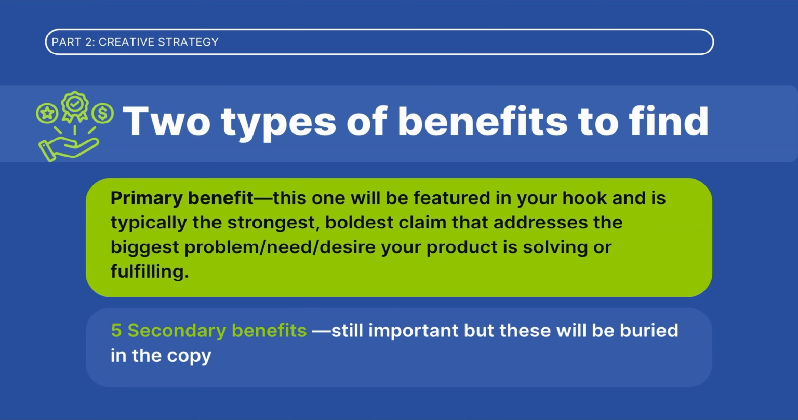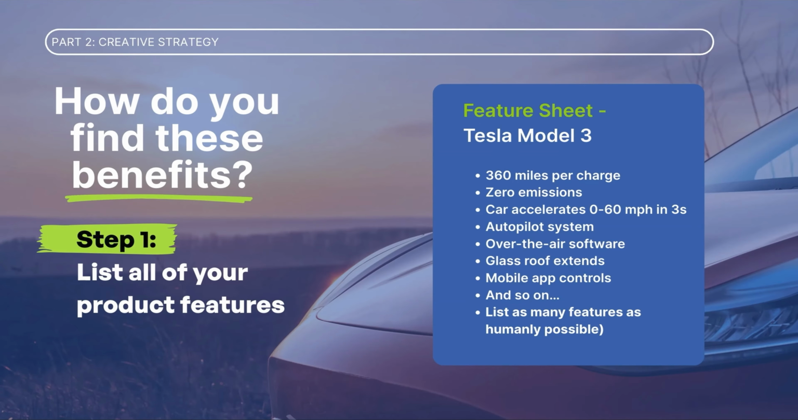You'll focus on finding and exploiting 2 types of benefits. First, your primary benefit. This one will be featured in your hook and is typically the strongest, boldest claim that you can make about your product. This main benefit addresses the biggest problem, need, or desire that your product can solve or fulfill. Your secondary benefits are the less impactful but still important claims that you'll use in your ad copy and video scripts. To develop your ad creatives, you want to find at least 6 powerful, irresistible benefits, 1 main benefit, and 5 secondary benefits. So how do we find these benefits?